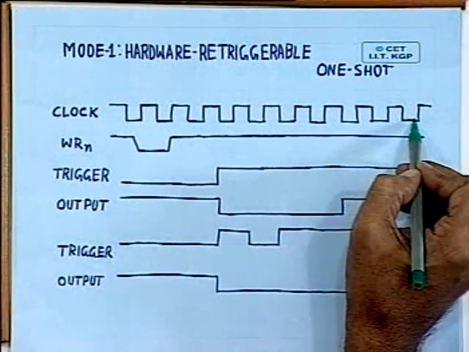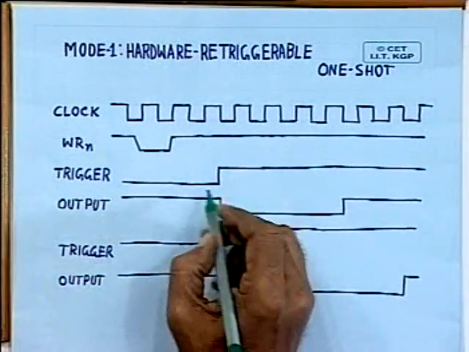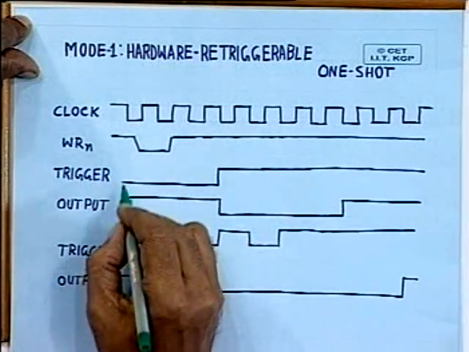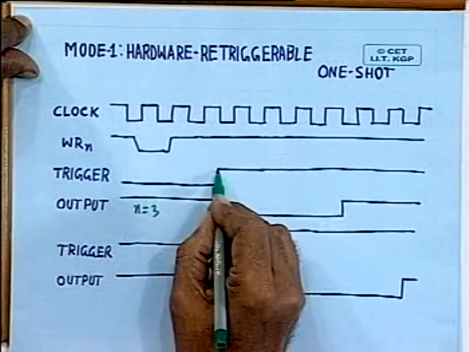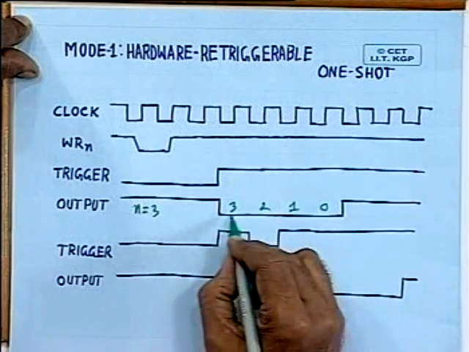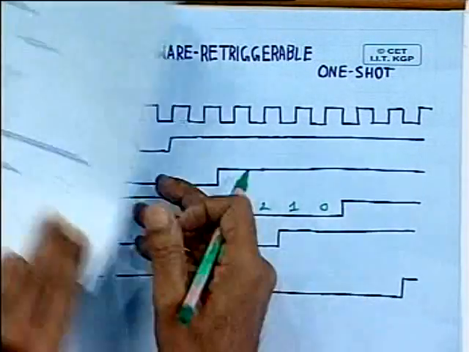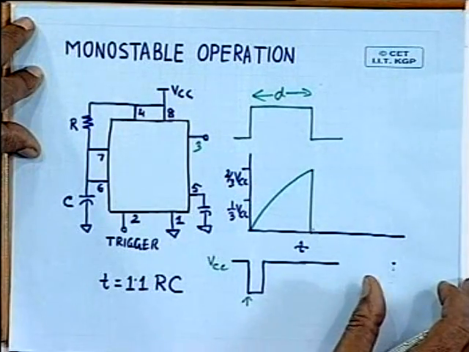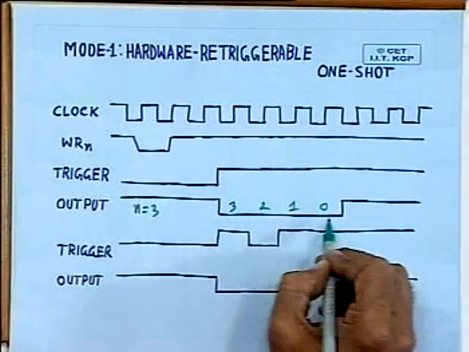As usual, you have to apply a clock to the clock input, then you apply a trigger signal, and after you apply a trigger signal, let's assume the value that you have written is n is equal to 3, and after this trigger comes, it will start counting down 3, 2, 1 and 0, and after it reaches terminal count, the output goes high. So as you can see here, the operation is same as this one. It generates a delay. So you are achieving the same thing.